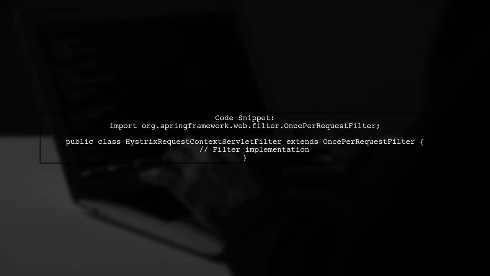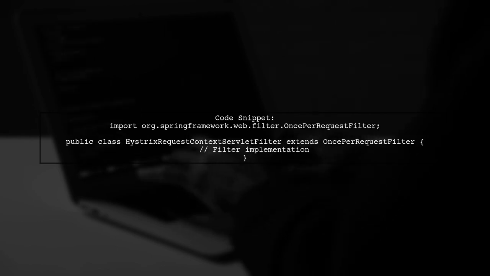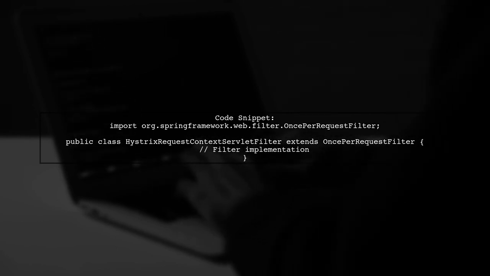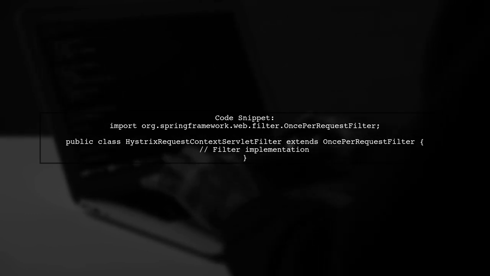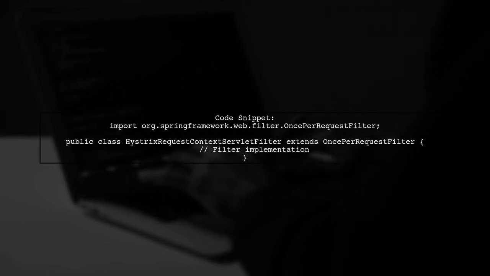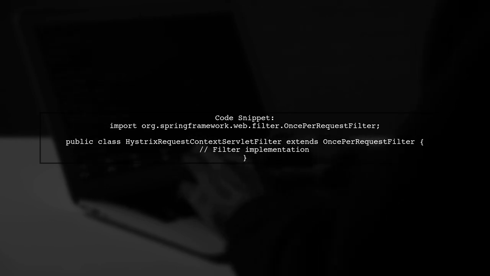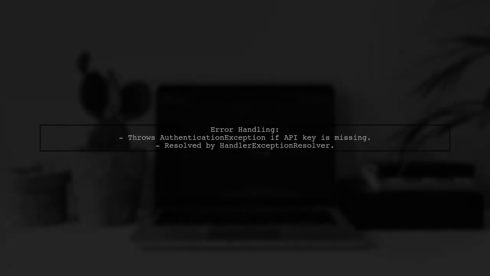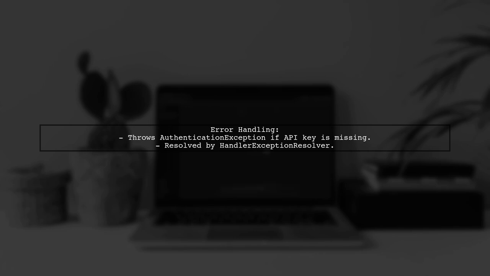Here's a code example of a custom filter that initializes a Hystrix request context and checks for an API key in the request header. If the API key is missing, an authentication exception is thrown, which is then resolved by the HandlerExceptionResolver.